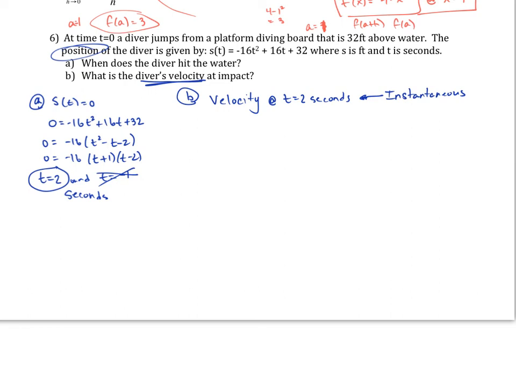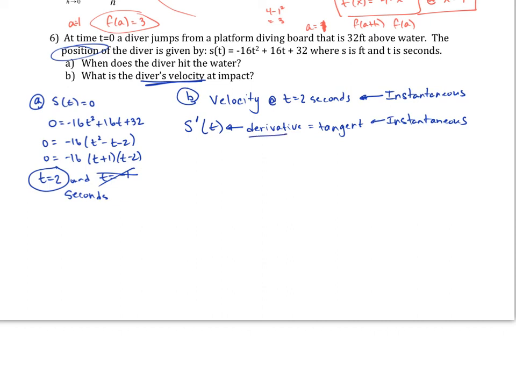So since it's instantaneous velocity, we need this s prime of t. We need the derivative. The derivative is the tangent, which gives us the instantaneous, as I've said it so many times already in this video, at the beginning of the video.